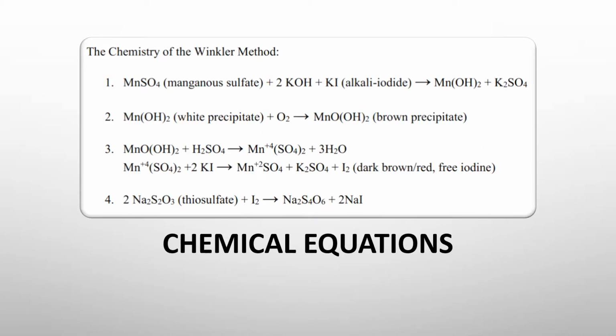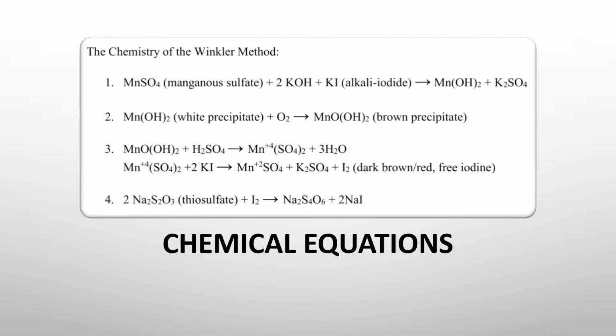The chemical equations for the Winkler method for dissolved oxygen are: 1. Manganese sulfate plus 2 potassium hydroxides plus potassium iodide yields manganese 2 hydroxide and potassium sulfate. 2. Simultaneously, the manganese 2 hydroxide reacts with oxygen and yields manganese 3 hydroxide.